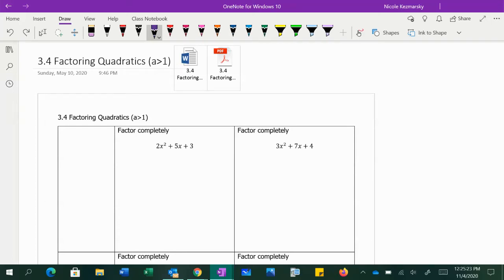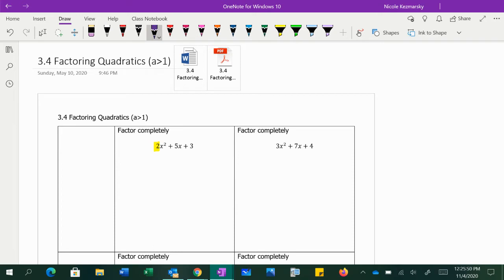This is 3.4, factoring quadratics with a greater than 1. When we factor quadratics, we first have to look to see if the leading coefficient, or the number in front, is greater than 1. So in this first case, the leading coefficient is 2, so greater than 1. If the value is greater than 1, we can't use the same technique that we used in 3.3. We have to use a different technique.